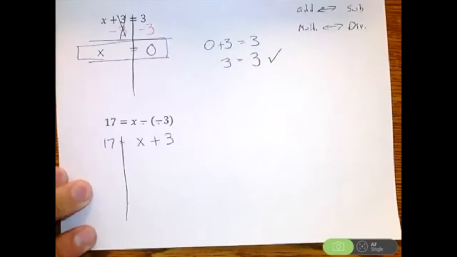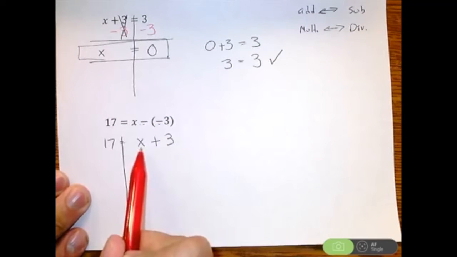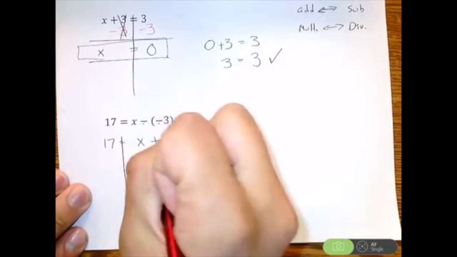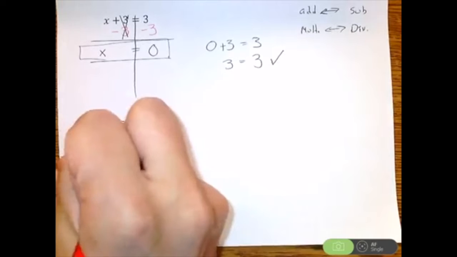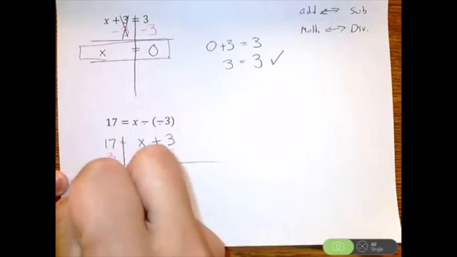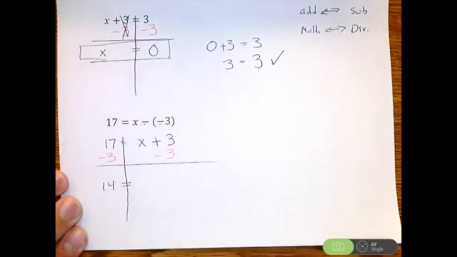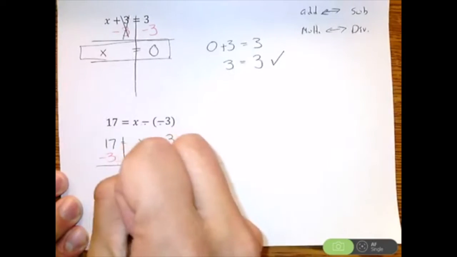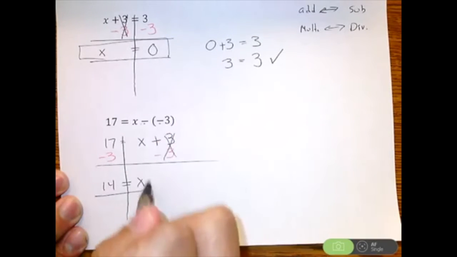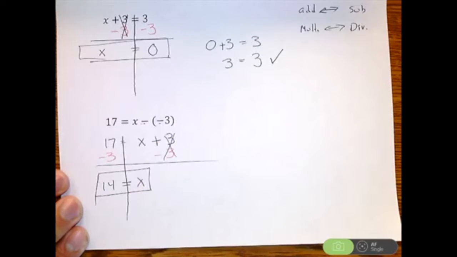Draw my line down. We just have to solve this now. So I have an x. I have a 3 added to it. To get the x by itself, the opposite of adding 3 is subtract 3 from both sides. 17 minus 3 on the left side is 14. Still have an equal sign. On the right side, I have an x, and a 3 minus 3, that's 0. So we have x equals 14.